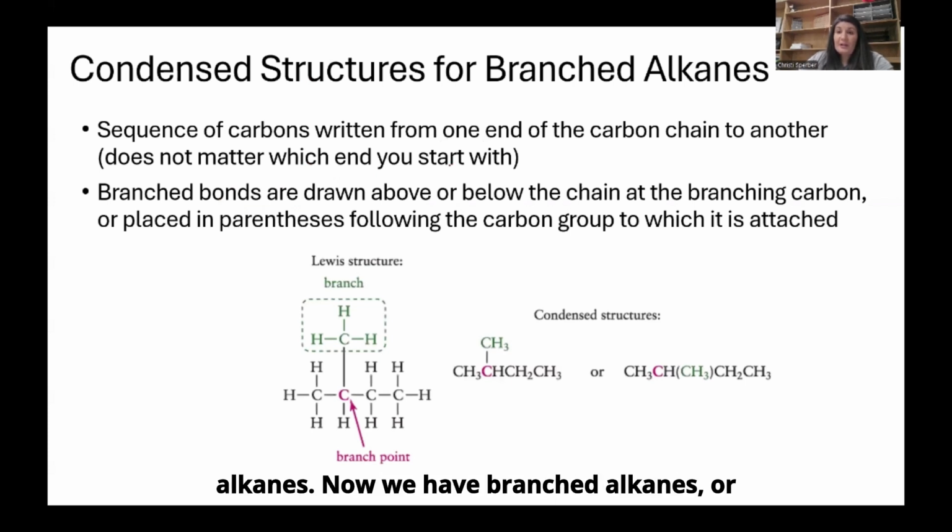Now we have branched alkanes, or when there is a substituent or a branch coming off that straight chain. The sequence of carbons is written from one end of the carbon chain to another. It doesn't matter which end you start with, but remember, we usually do it left to right because that's the way we read. Branch bonds are drawn either above or below the chain at the branching carbon. So that is the carbon that the branch is bonded to. Or they're placed in parentheses following the carbon group to which it is attached. So these are the 2 different ways to do it.